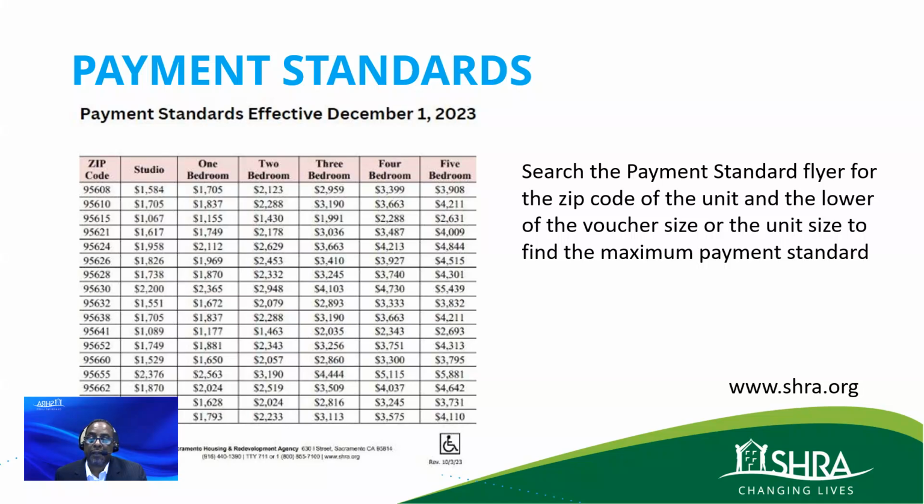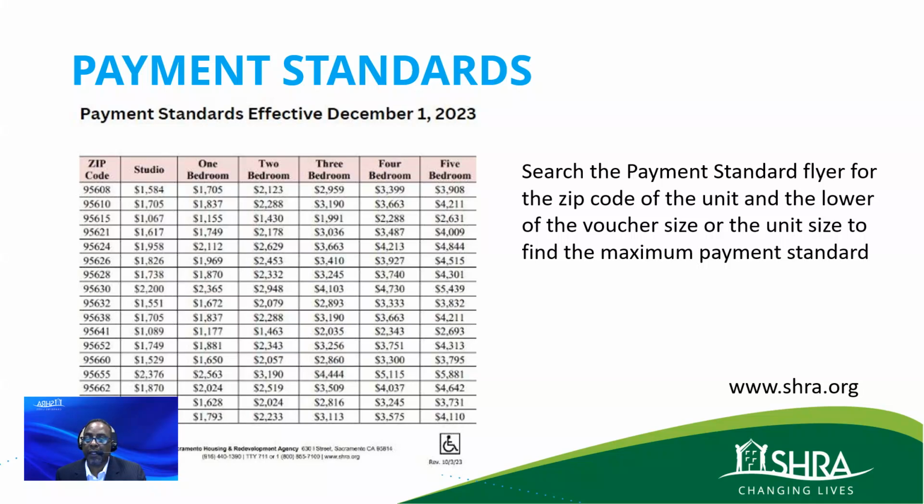Let's look at a recent payment standards dated December 1st, 2023. Search for the zip code of the lower of the voucher size or the unit size to find the maximum payment standard. Let's look at zip code 95610, which is Citrus Heights. You'll see the payment standards for the one-bedroom is $1,837, and the payment standard for a five-bedroom is $4,211.